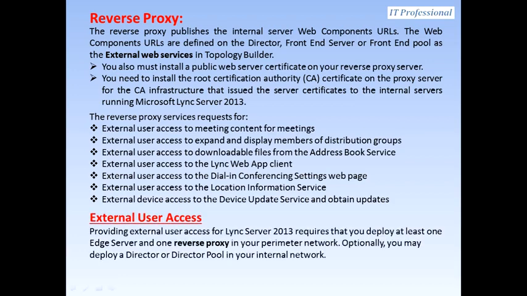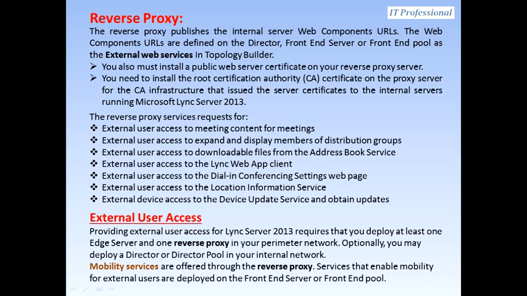For external user access, providing external user access for Lync Server 2013 requires that you deploy at least one Edge server and one reverse proxy in your perimeter network. Optionally, you may deploy a director or director pool in your internal network. For mobility, services are offered through the reverse proxy. The services that enable mobility for external users are deployed on the front-end server or front-end pool.